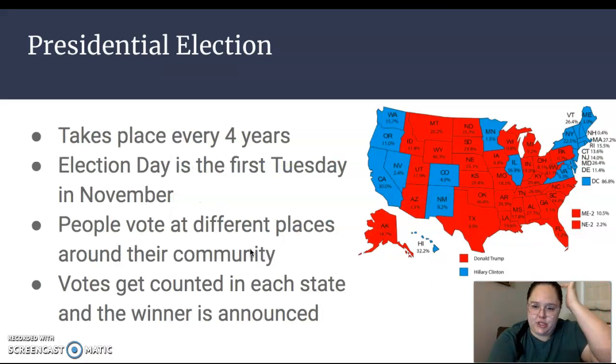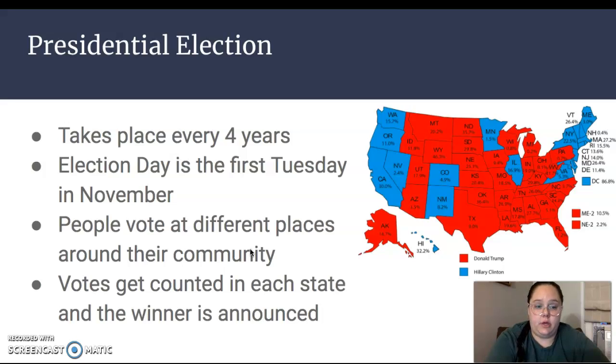So the presidential election takes place every 4 years, and the election day is the first Tuesday in November. There are other elections that happen to vote for the people that will actually run, and then on election day, it's down to those two people running for president. And people vote at different places around their community. So when you register for voting, you will get a little postcard in the mail that tells you where your polling place is. And that's where you will go, give them your name, and then you will be able to vote. And these votes get counted per state.